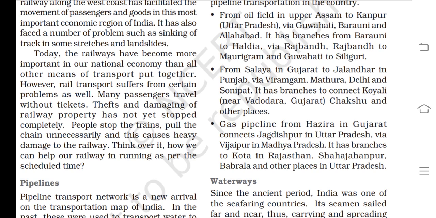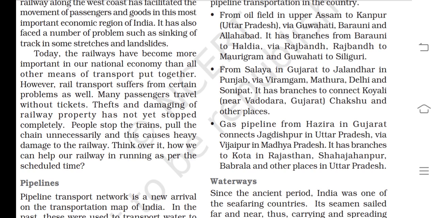There are gas pipelines also. It is easier for crude oil and petroleum products to be transported to the industries this way. So this is why pipelines are helpful.